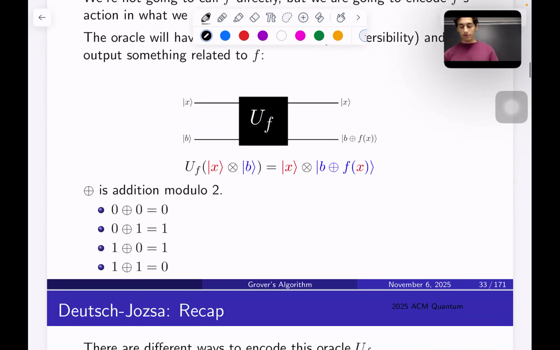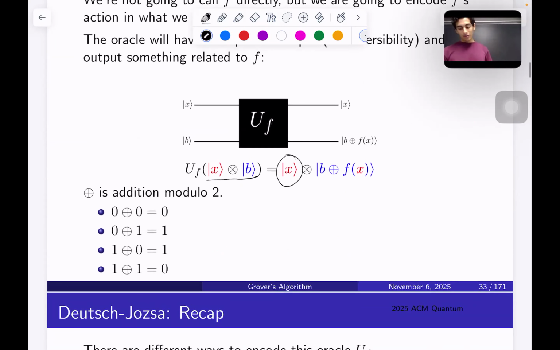The way we do that is with a 2-qubit quantum gate. It takes in one input X and one input B. It keeps X the exact same, and then takes B and f of X and adds them modulo 2. You can think of it as an exclusive OR, the same as an XOR operation. This is how we encode our function into a quantum gate. Any questions on that?